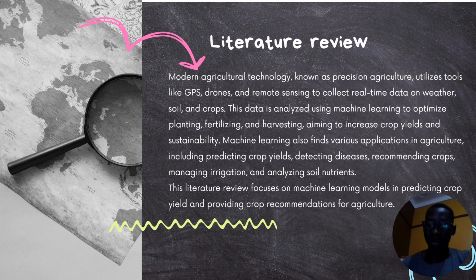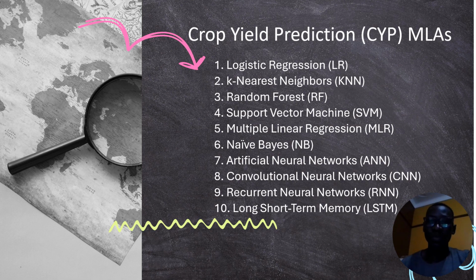So this focuses on machine learning models in predicting crop yield and providing crop recommendations for agriculture. If we continue, we should look at crop yield prediction and some of the machine learning algorithms that were considered for this paper. We have LR, k-nearest neighbors, random forest, support vector machine, multiple linear regression, naive Bayes, artificial neural networks, convolutional neural networks, recurrent neural networks, and long short-term memory.